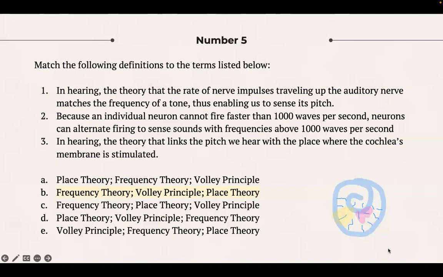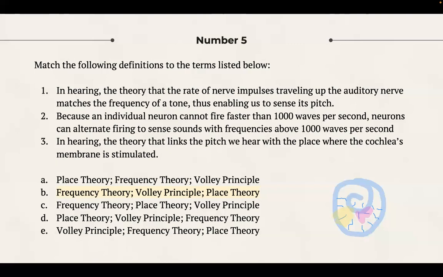Okay, I know this is quite the beautiful drawing for you guys, but it's what we've got, right? So frequency versus place theory. Now the volley principle, I wouldn't put too much time, energy, and effort into, but essentially it's related to our frequency theory in that when we get to really, really high pitched sounds, our neurons are unable to fire quick enough to send that interpretation, right? So an individual neuron can't fire faster than 1,000 waves per second, but neurons can alternate firing to sense sounds with frequency above 1,000 waves per second. So this is basically our brain's kind of hack in order to pick up on those higher frequencies.